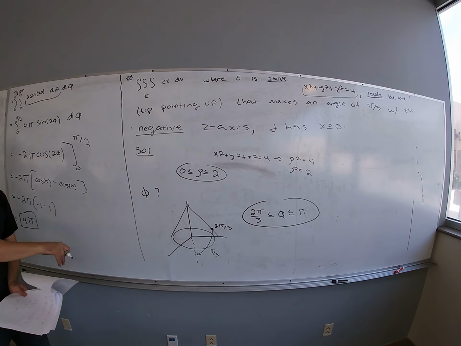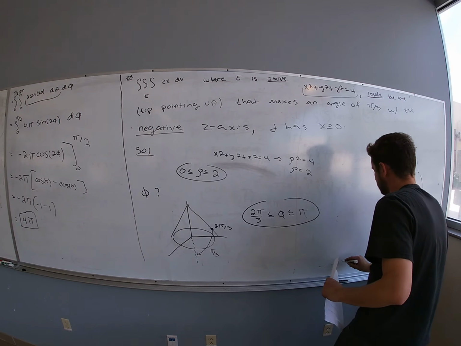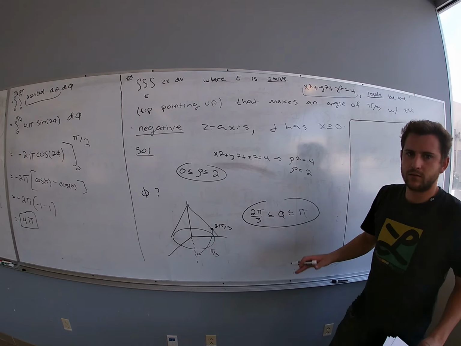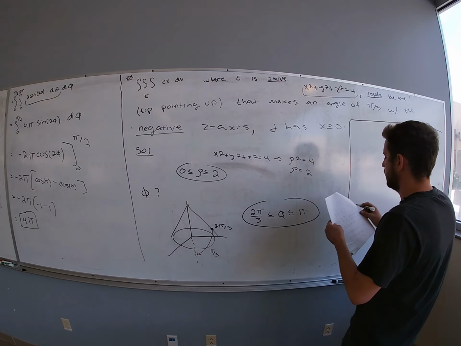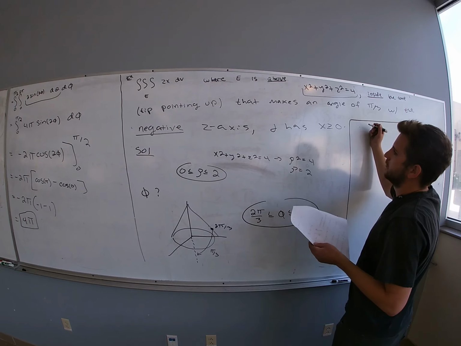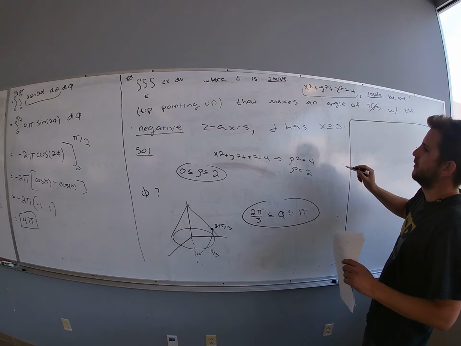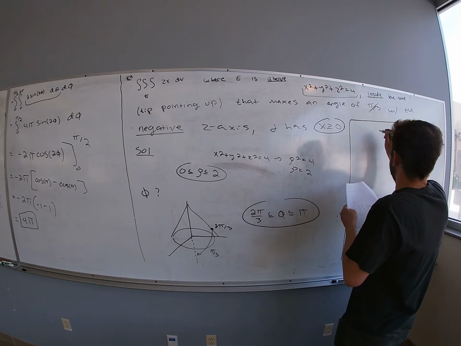What else do we need? We need theta. And like I said, for theta, most often, I can look down at an XY plane projection and get information about theta from that, okay? I've used pretty much all of my information. I used that to get rho. I used this to get phi. Looks like all I have left is this, that x is strictly positive, okay?